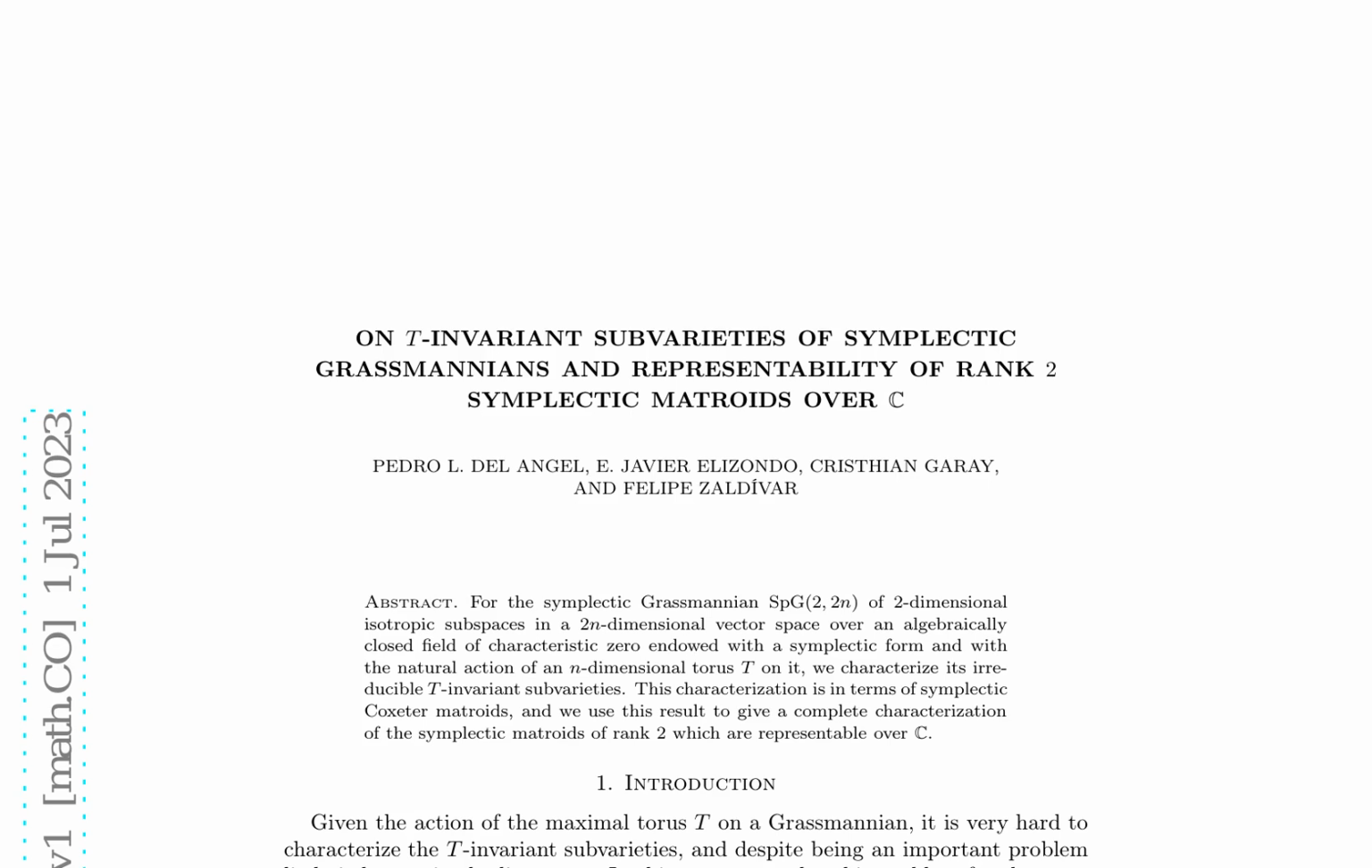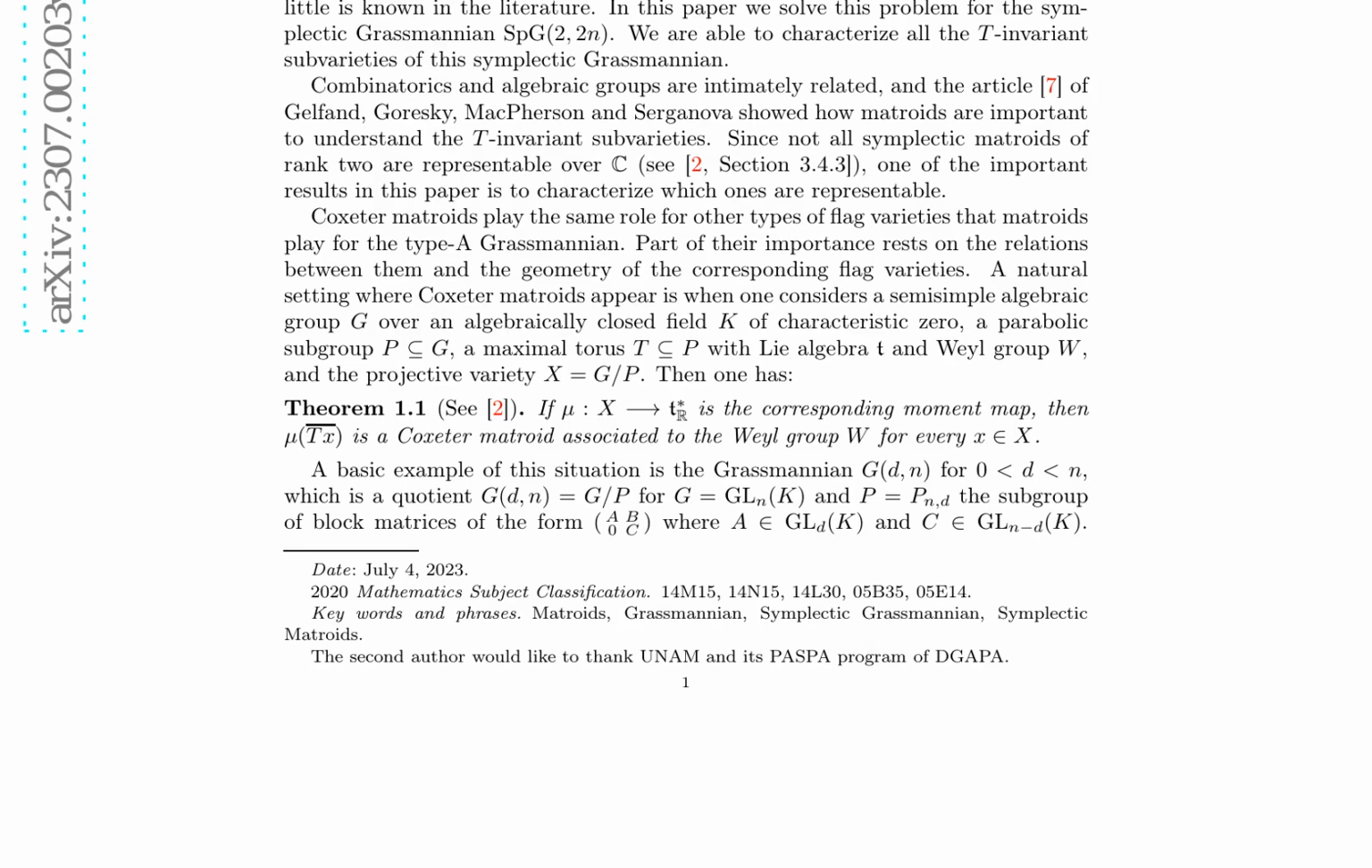The paper delves into the connection between combinatorics and algebraic groups, focusing on the symplectic Grassmannian SPG 2n and its invariant subvarieties. It characterizes these subvarieties using symplectic Coxeter matroids, which are pivotal in understanding the geometry of flag varieties. The study begins by discussing the significance of matroids in understanding invariant subvarieties, as demonstrated in the work of Gelfand, Goresky, MacPherson, and Serganova. The authors then utilize the moment map to establish a connection between Coxeter matroids and the geometry of flag varieties, as stated in Theorem 1.1.